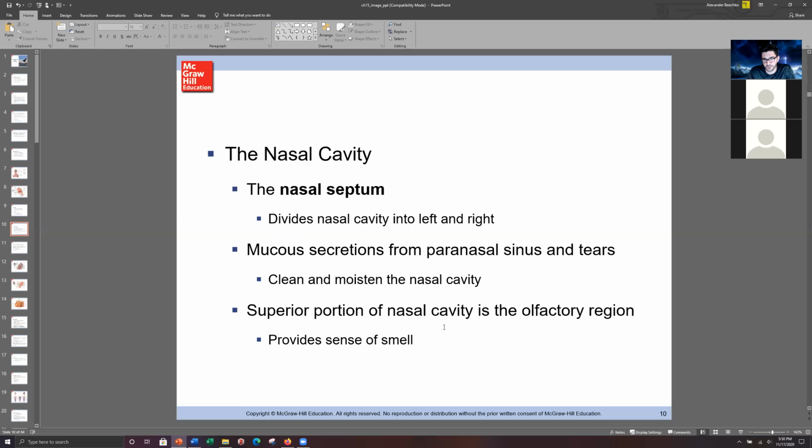The superior portion of the nasal cavity is the olfactory region, which provides our sense of smell, right? So kind of the roof of our nasal cavity, that's where we have those olfactory neurons that are embedded within the epithelia there that contribute to our sense of smell.